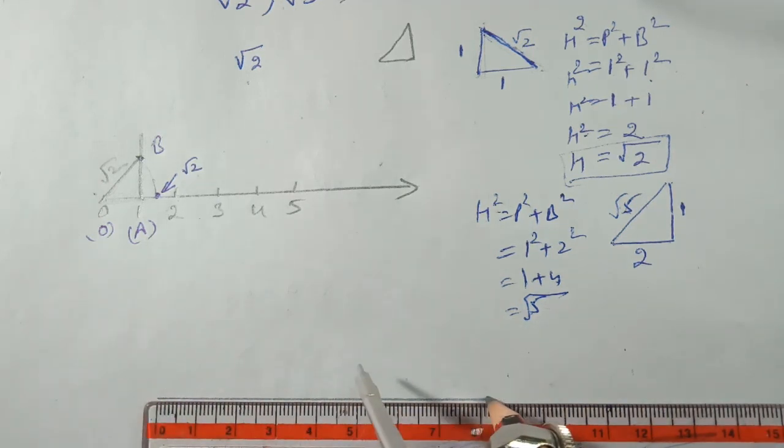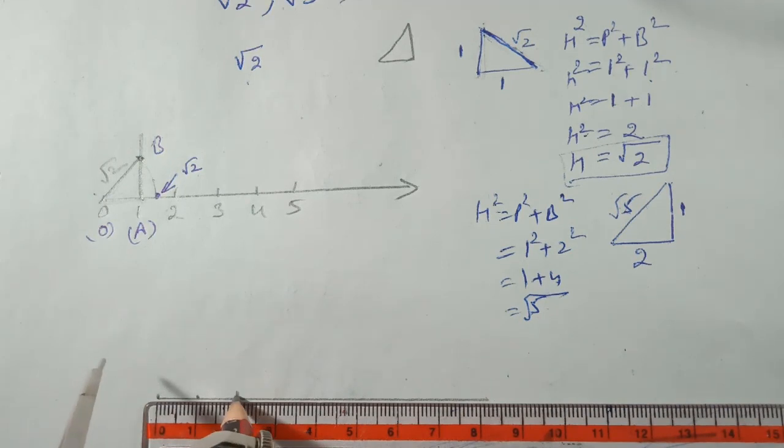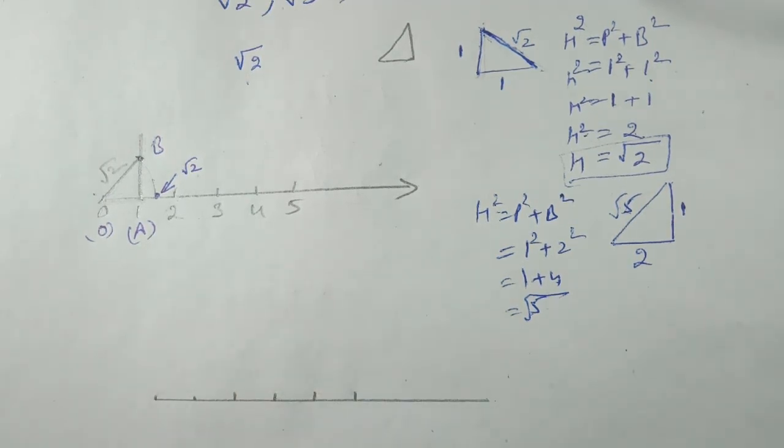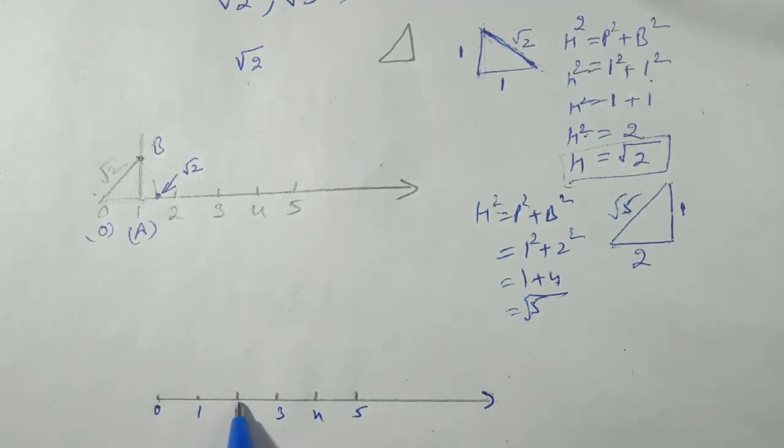So some numbers I am taking in it. This is the 0 point, 1 point, 2, 3, 4 and 5 point. 5 point I am taking over here also: 0, 1, 2, 3, 4 and 5. Now the base we have to take is 2 units. So 0 to 2. Let this point be O and this point be A. We have to draw the perpendicular on the point A.